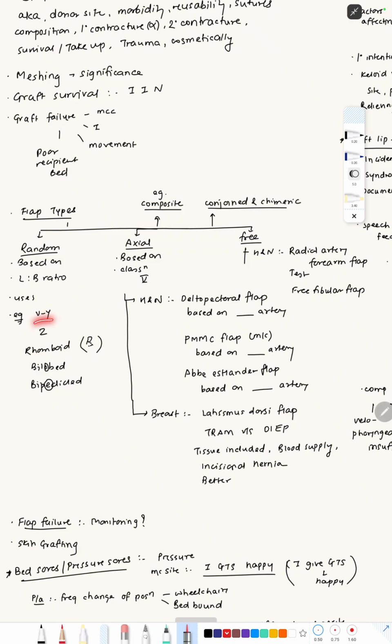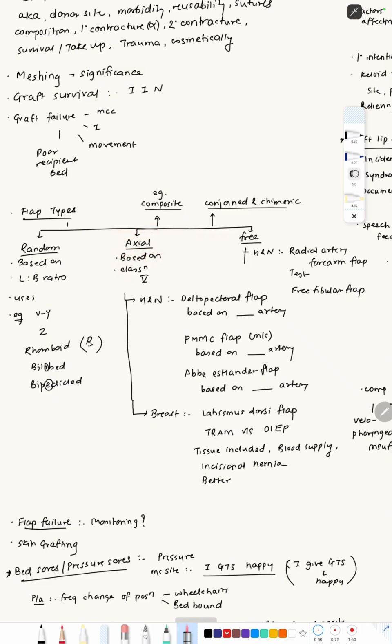Then there are different types: VY-plasty, Z-plasty. In the Z-plasty, remember 60-degree Z-plasty has the maximum elongation. Then rhomboid flaps, R for B, so that is used in basal cell carcinoma. Then bilobed and bipedicle flap. Bilobed, O is important, that is used for nose reconstruction in basal cell carcinoma, and bipedicle, E, that is used for eyelid reconstruction in basal cell carcinoma.